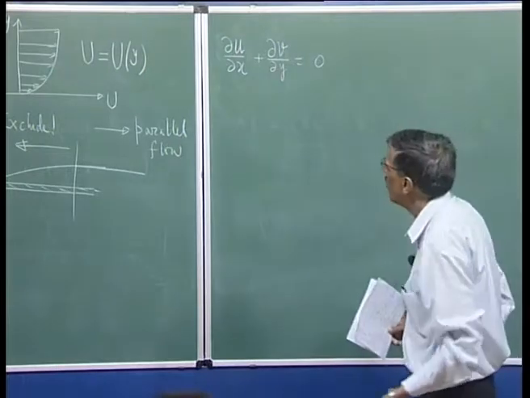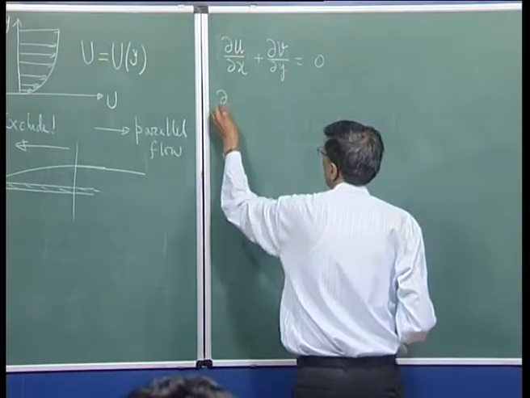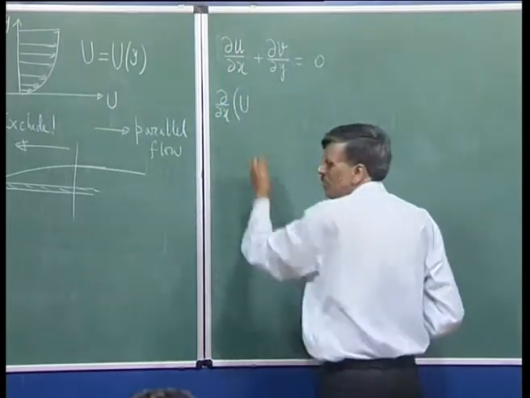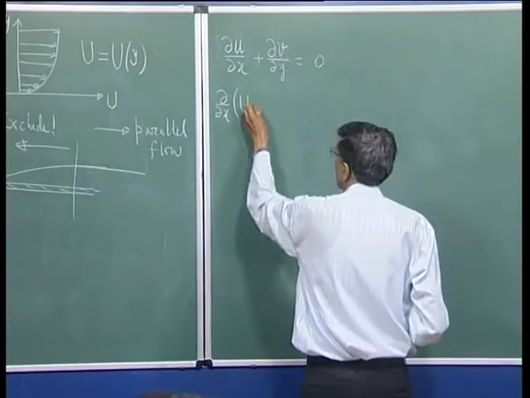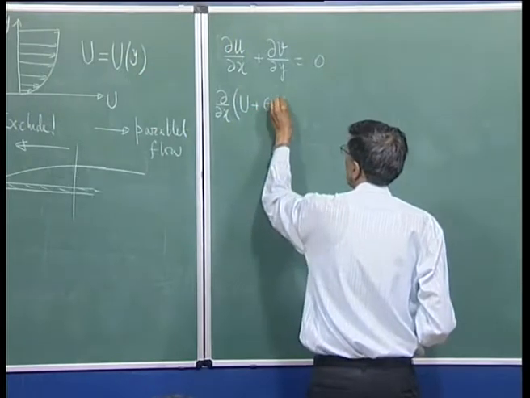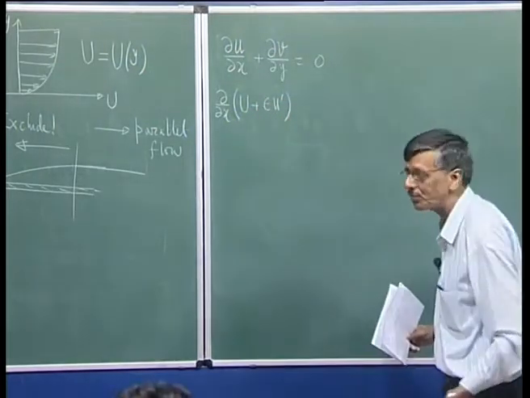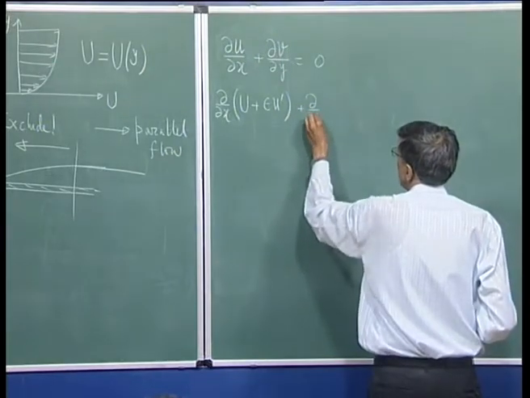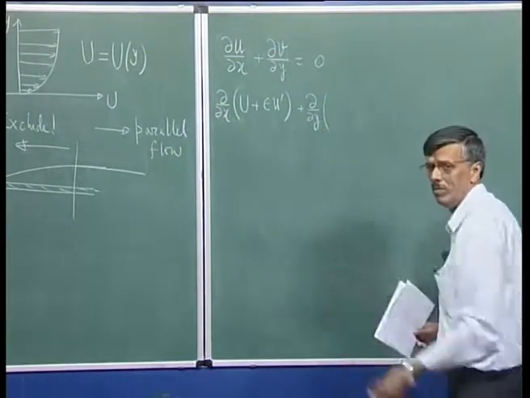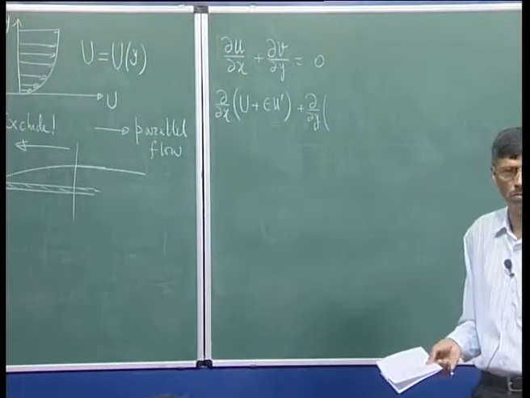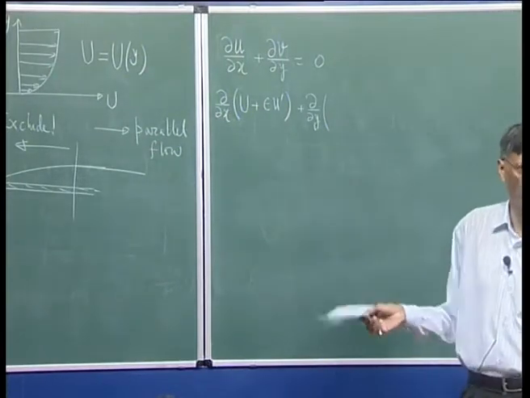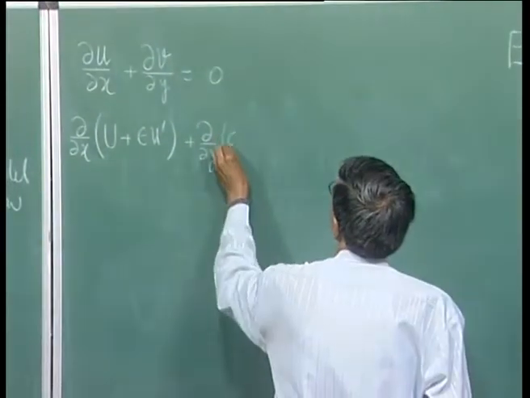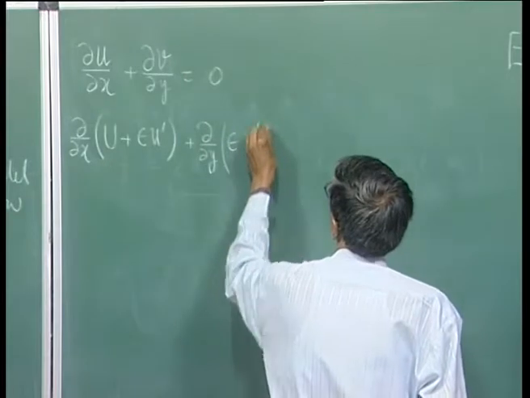All right. Now, what is our u? U is nothing but the mean flow plus the perturbation field. What about v? That does not have a mean component. We are talking about parallel flow. So, a parallel flow cannot have a mean v component, right? So, that's not there. Then we have this.